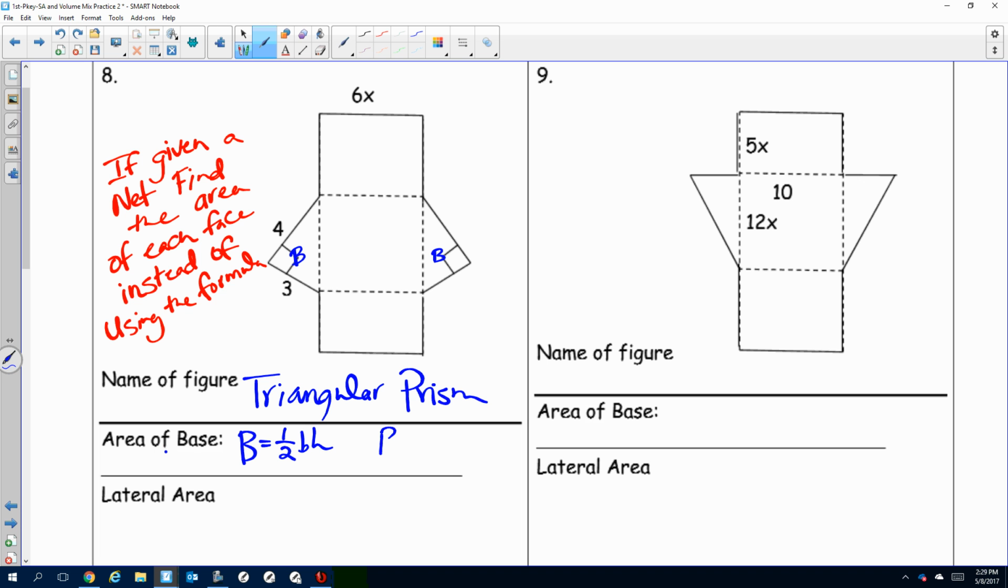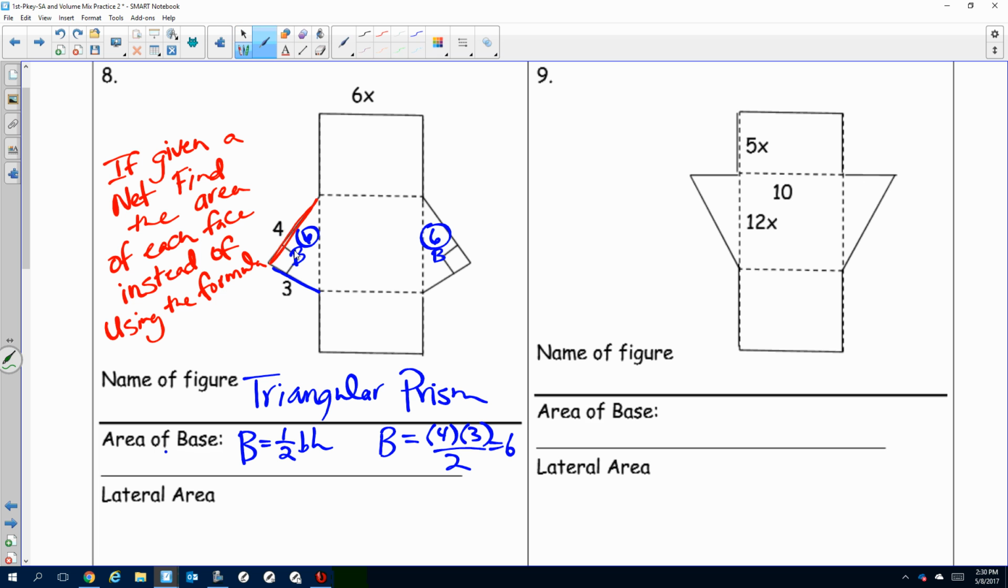My base and height are the perpendicular parts, which are this 4 here, which we know corresponds with this 3. So our 4 times 3, and then divide by 2. So 6. Our area of our triangles is 6 units squared. When I get to the lateral area, your lateral area are these rectangles, everything but the bases.